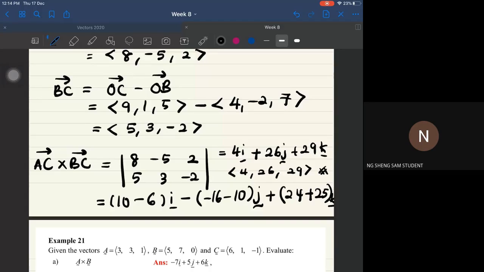Puan, yes. 49k. Sorry, oh, thank you. Yes, 49. Thank you. Puan, yes, the i component is negative after that. The sign pattern is plus, minus, plus.